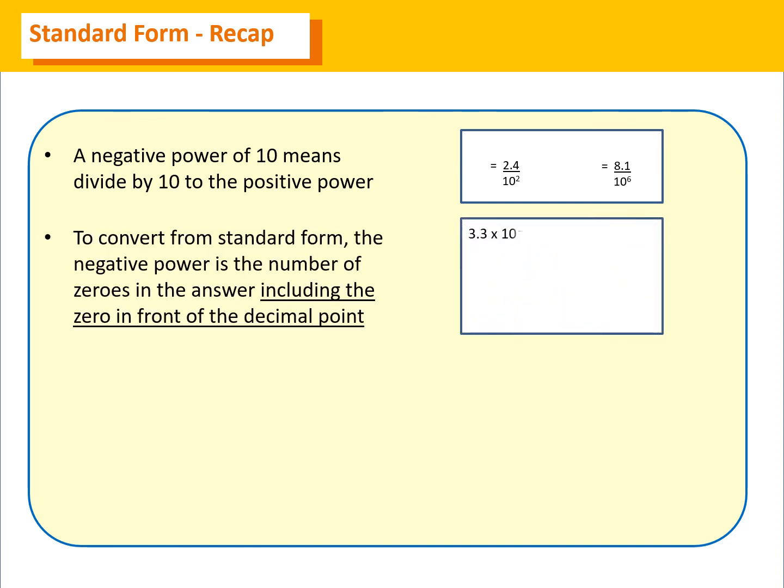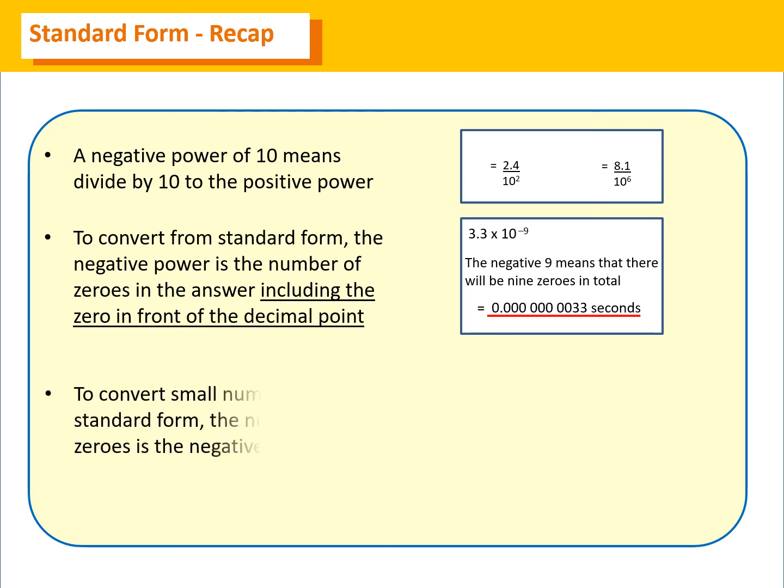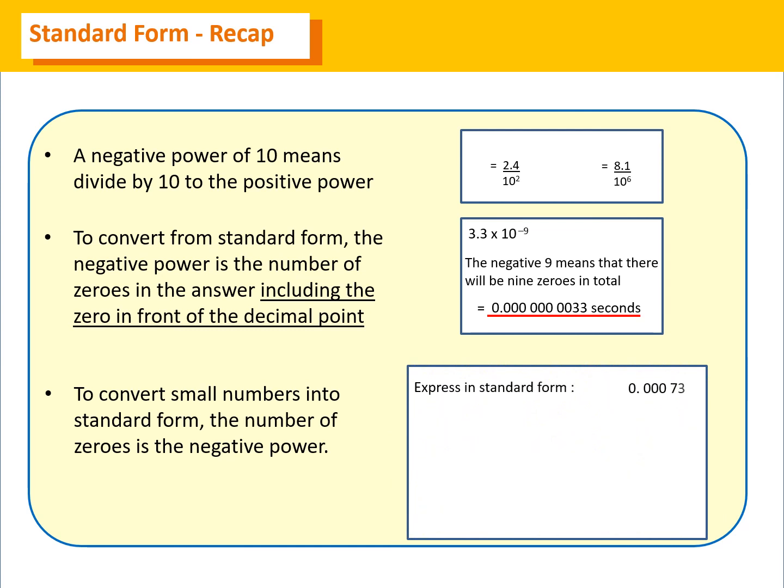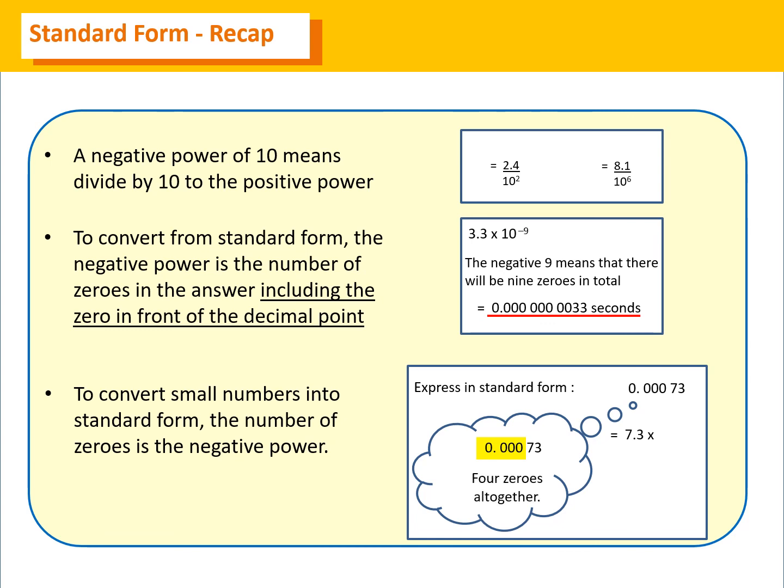To convert from standard form, the negative power is the number of zeros. So in our example, we've got 10 to the power of negative 9, so our answer should have 9 zeros in it. And to convert into standard form, we count the number of zeros, including the one at the front. And because, including the one at the front, there are 4 zeros, our power will be 10 to the power of negative 4.